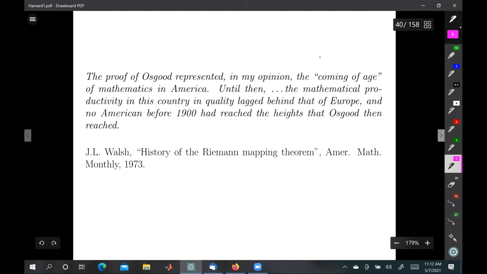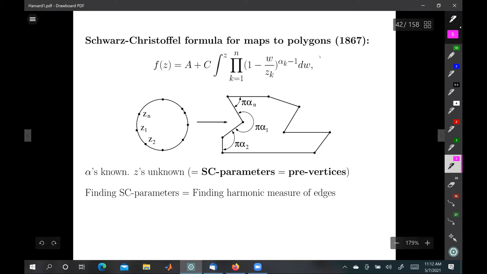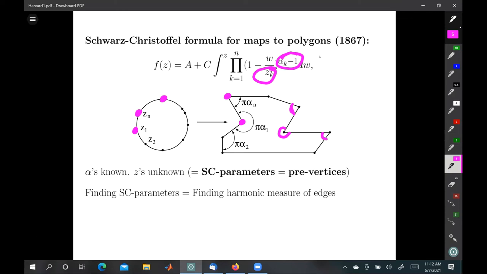Now, we are really only interested in polygons. And it was known earlier that if you want a mapping of the disk onto a polygon, there was a special formula known as the Schwarz-Christoffel formula. And you don't have to worry about the exact form of this. Really, I just want to tell you what the data that goes into it. If you're given the polygon, we need to know the angles, the interior angles. They go into this formula as exponents. And what you also need to know are the points, the vertices, where are the pre-vertices on the disk? Those go into the formula here. But if you know the pre-images and you know the angles, then you can write down the formula.